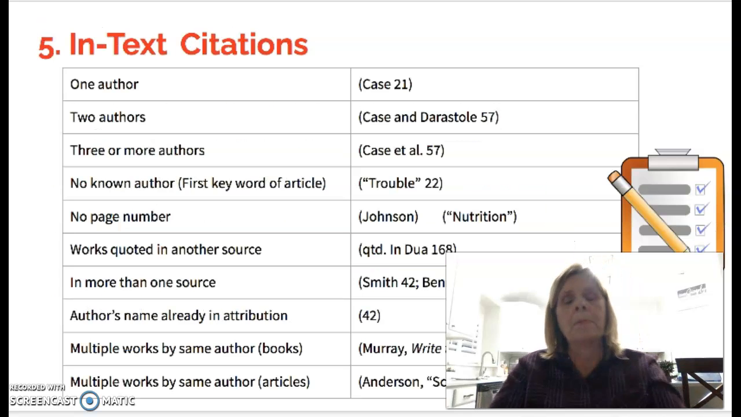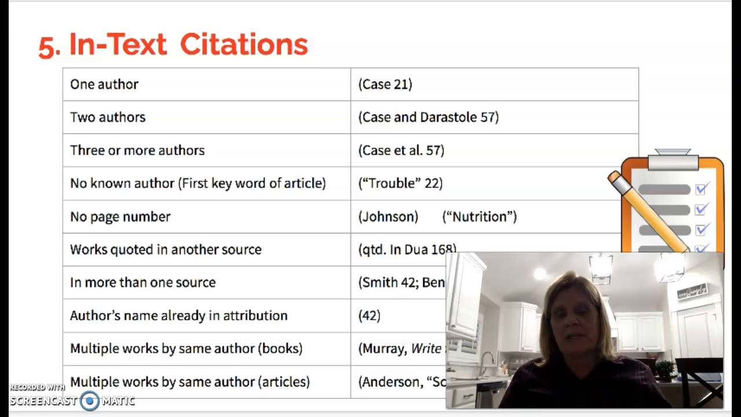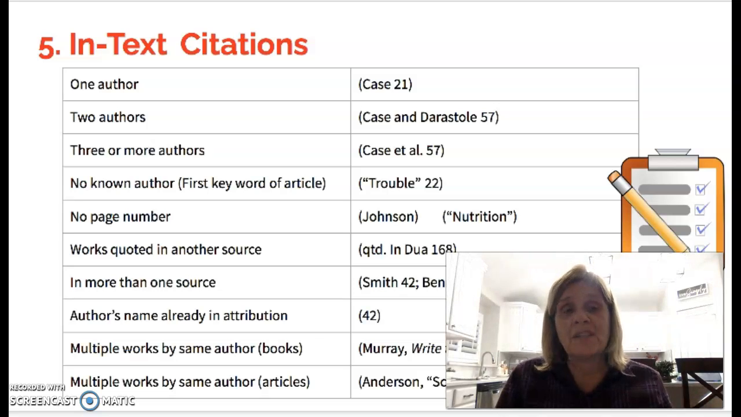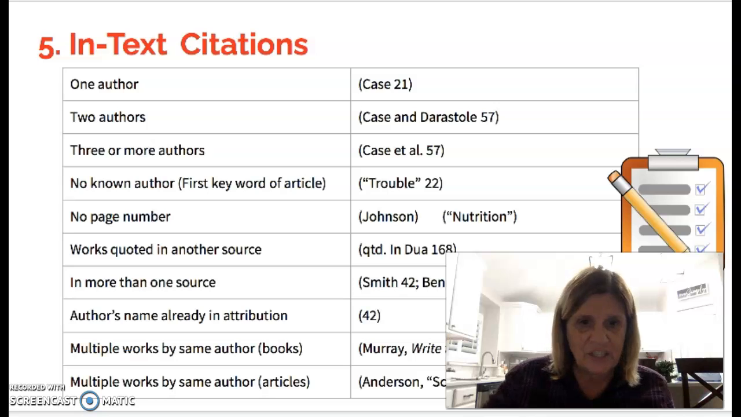This is a very important slide that summarizes the majority of sources that you will use and how to cite them internally or in in-text citations. I don't have time to go over them, but you can certainly look at the list and see what it looks like when you cite different types of sources.